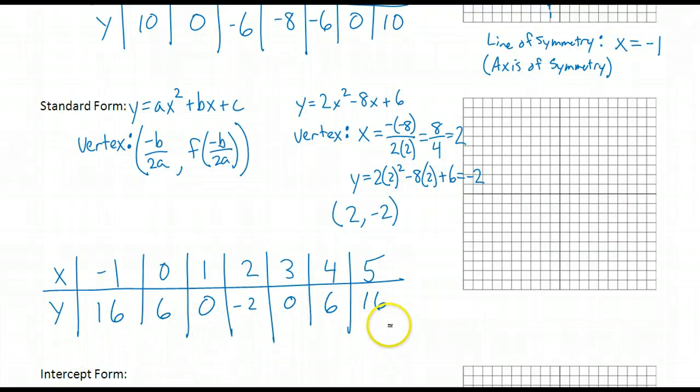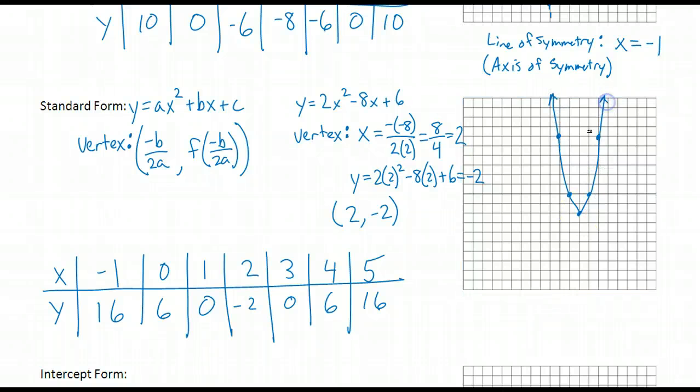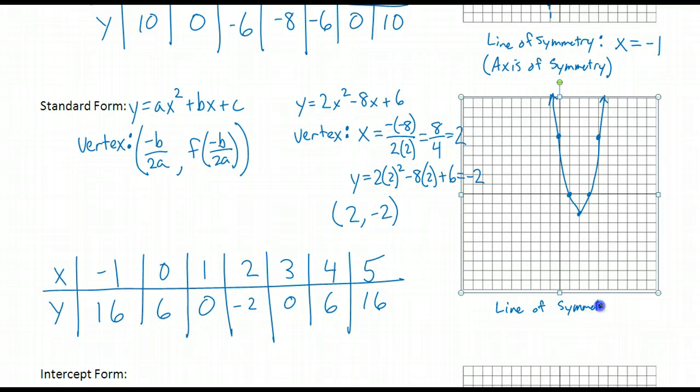Plot these points. I can't plot these. These are too big for my graph, but that's all right. I still get a pretty good idea what my parabola will look like. My line of symmetry will be this vertical line, x equals 2.